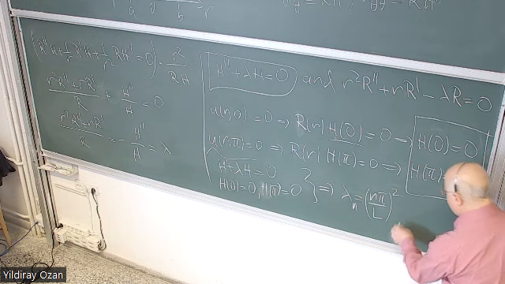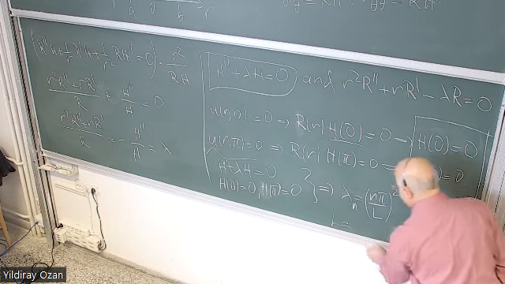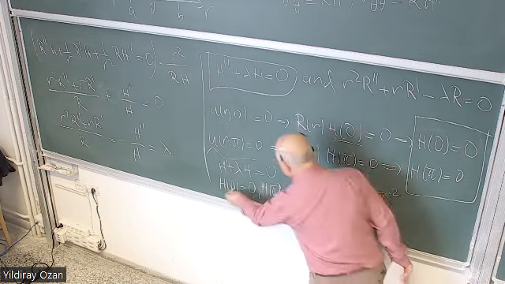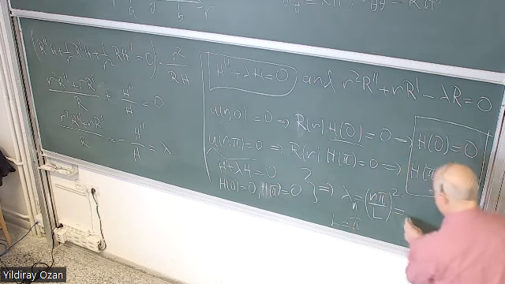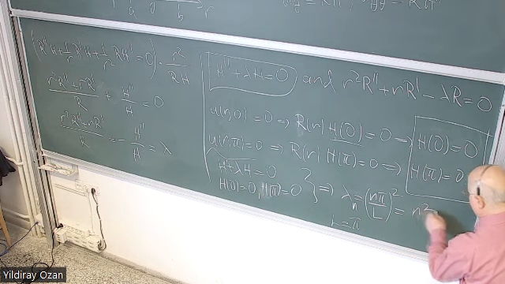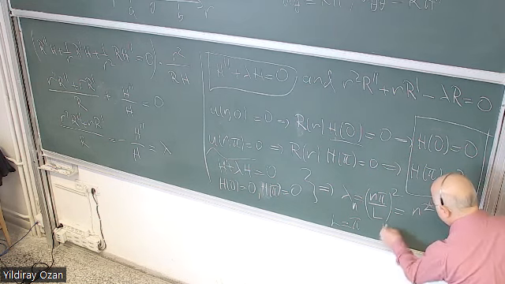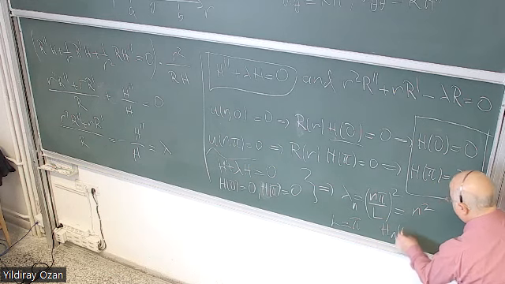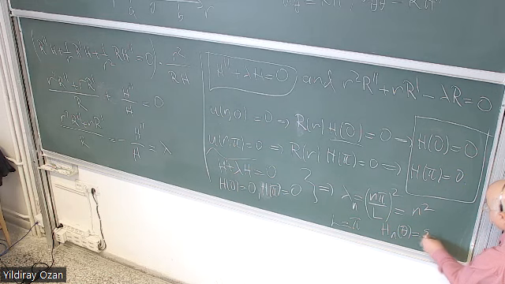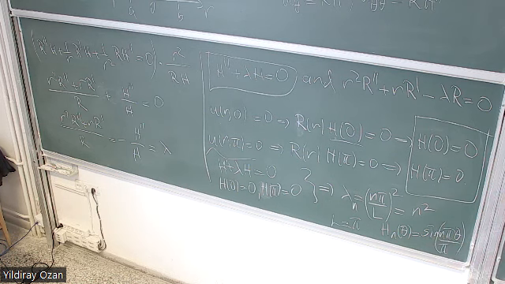And what is the solution? Here, of course, L is just the length of this interval. So L is just pi. Therefore, this is just actually n squared. And what is the corresponding solution? Let's call it Hn theta. It is just sine n pi theta over L, which is pi. So it is just sine n theta, sorry, sine n theta.